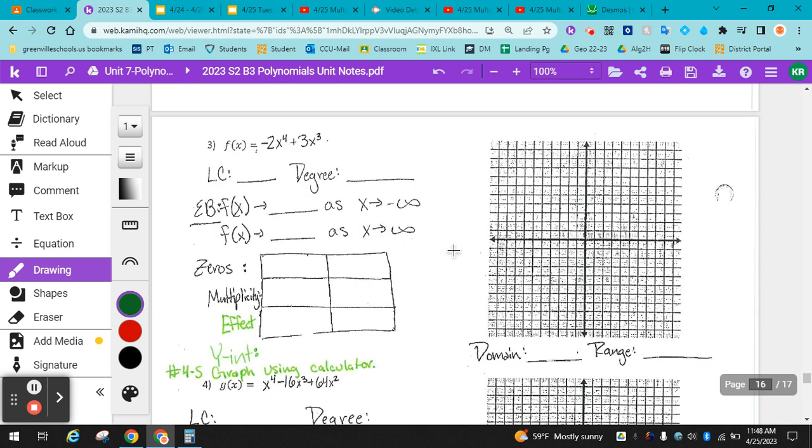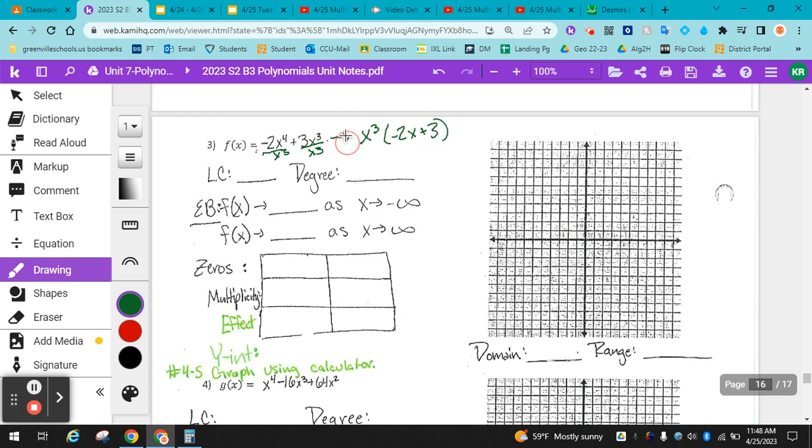All right, last one. Sometimes they're not factored for you, so you have to factor them. So let's factor this, put it in factored form. So our greatest common factor is x cubed. So pull out x cubed, and what's left is -2x plus 3.